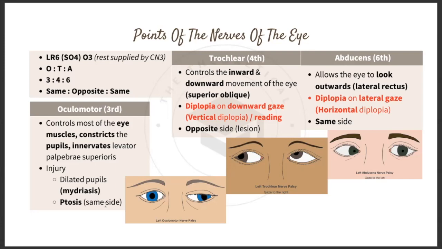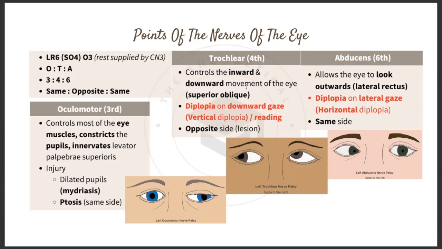Now, same side, I'm referring to the same side lesion, all right? So you can see here, this is the affected eye, this is the normal eye. The patient is actually looking straight. But when the patient is looking straight, look at the affected eye, it's going to the side. So there is mydriasis, dilated pupils, and there is also ptosis. Take note of the eyelid.